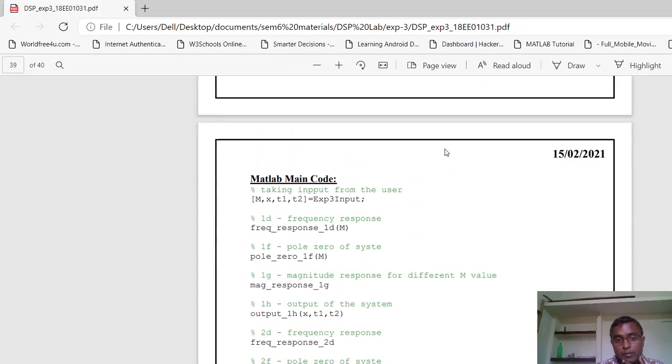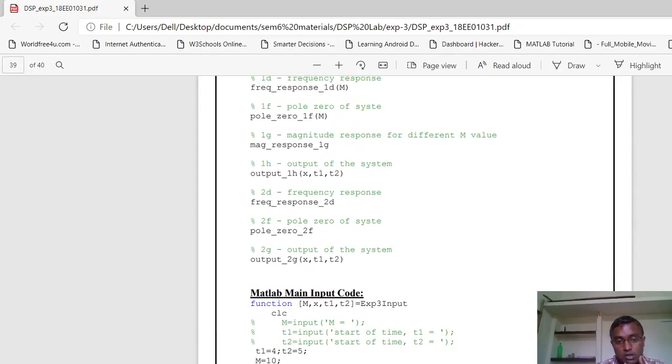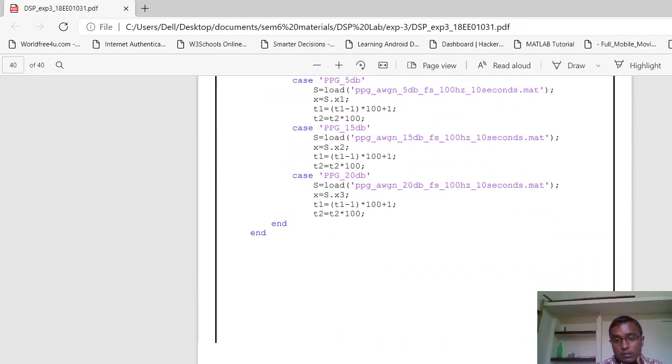This is our main code from which I was calling every function, and this is our input code function. From this code I was taking the input.